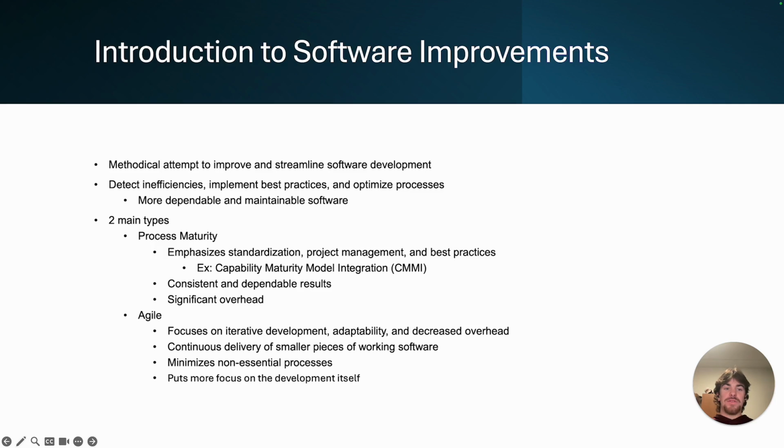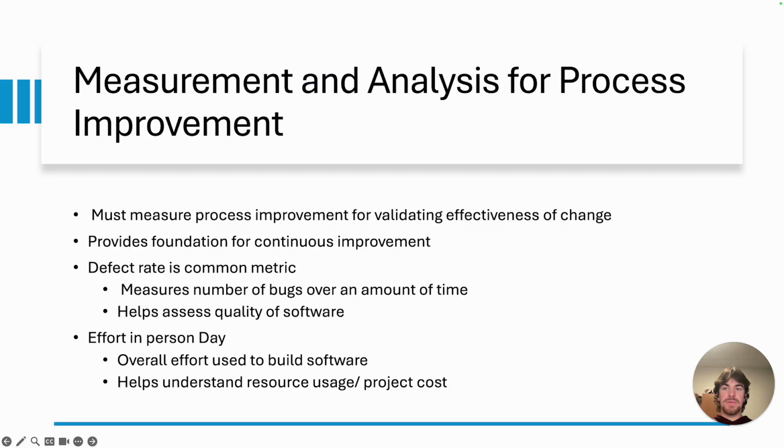Unlike traditional plan-driven methods that require detailed upfront planning and extensive documentation, Agile streamlines these aspects, allowing teams to devote more time to the actual development of the software. Measuring your process improvement is essential for validating the effectiveness of changes, optimizing resources, improving time efficiency, and making more informed decisions. It ensures that teams are on the right track and provides the foundation for continuous improvement, ultimately helping the organization deliver higher quality software faster and more efficiently.